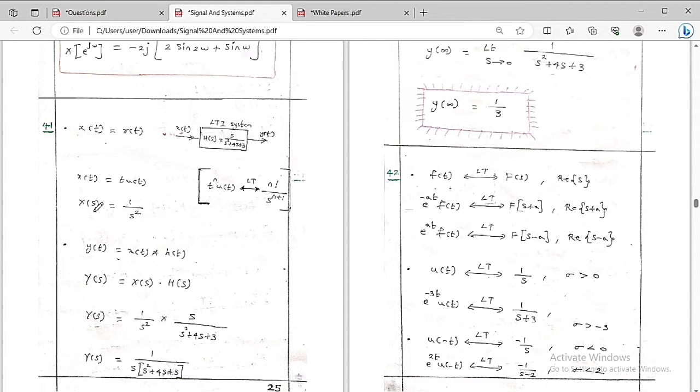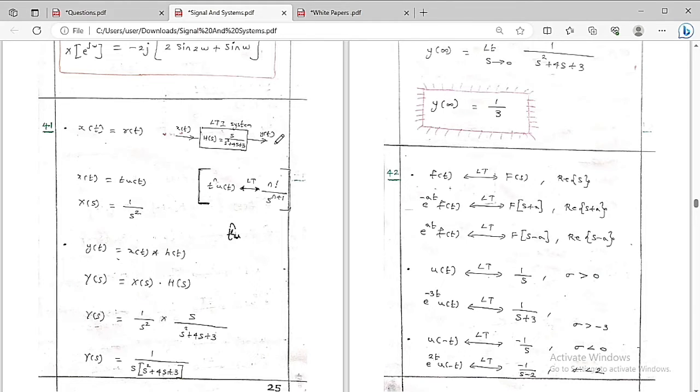As I've already told you one formula, the Laplace transform of t^n·u(t), I have already written here. For t^n·u(t), the Laplace transform is n!/s^(n+1). So if n is equal to 1, we get 1!/s^(1+1), which is 1/s². So X(s) is equal to 1/s².